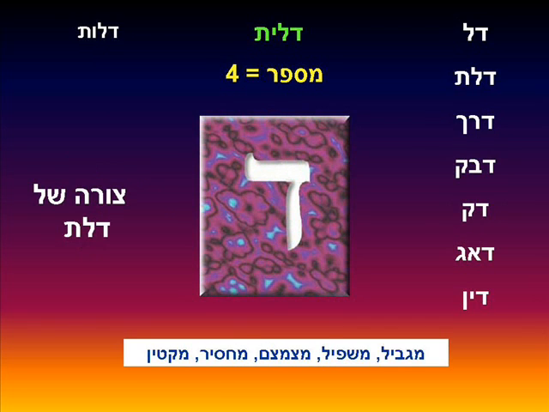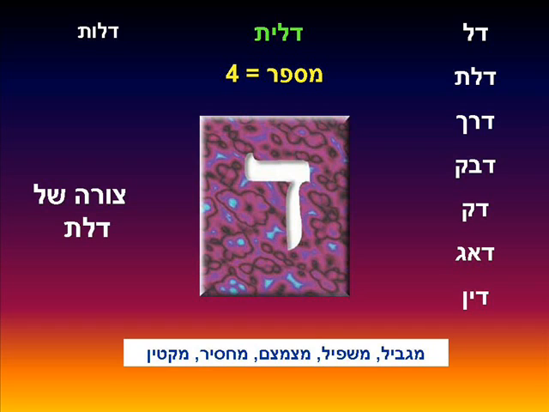Letter Dalet. Dalet is called Dalet, it's number 4. It comes from the word Dalut, poor. The essence of this letter is its limit, just like a door. A door limits, when you close it, you open it. A poor man is also limited.